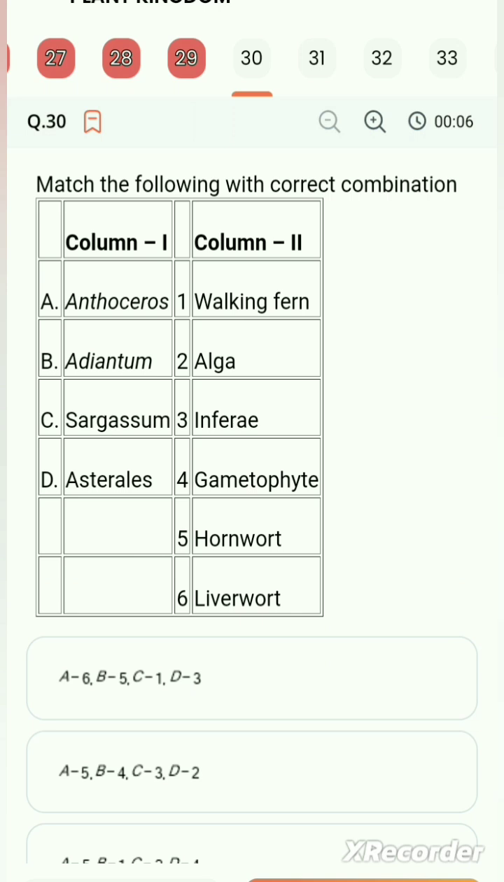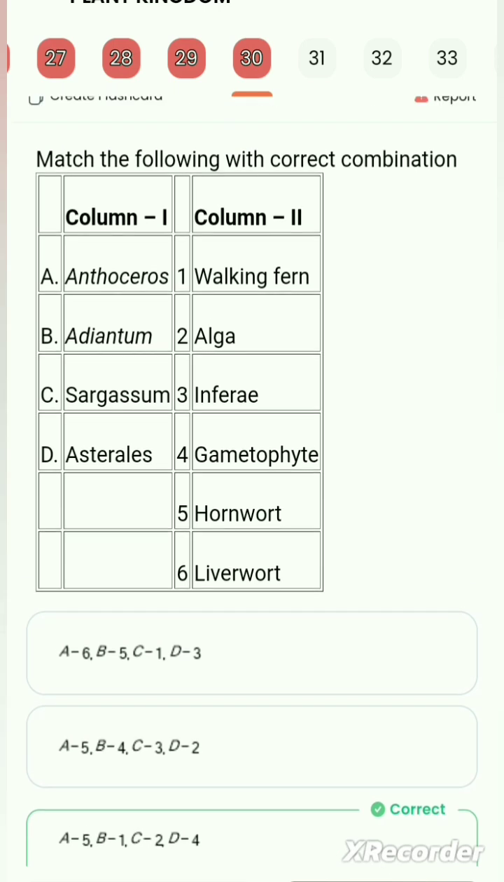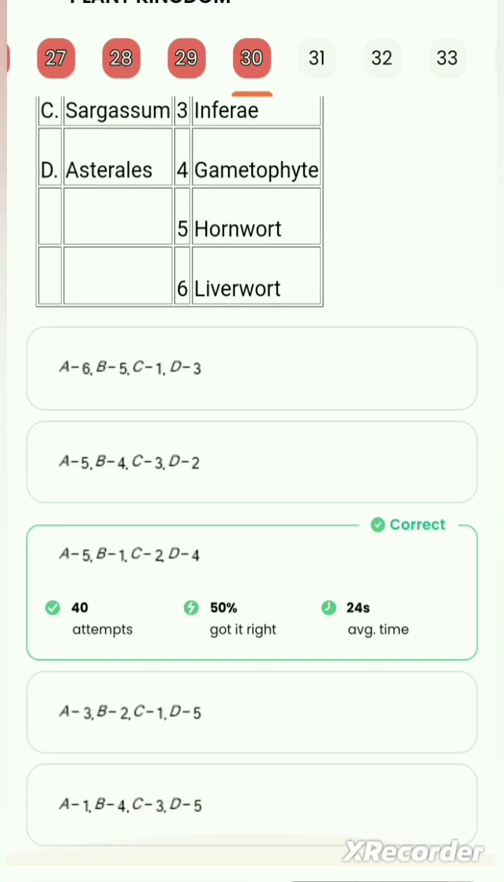Question number 30, column 1 and 2, you have to find the correct combination. Here we are matching A with 5 hornwort, B with 1 walking fern, C with 2 algae, and D with 4 gametophytes. So the answer is C.